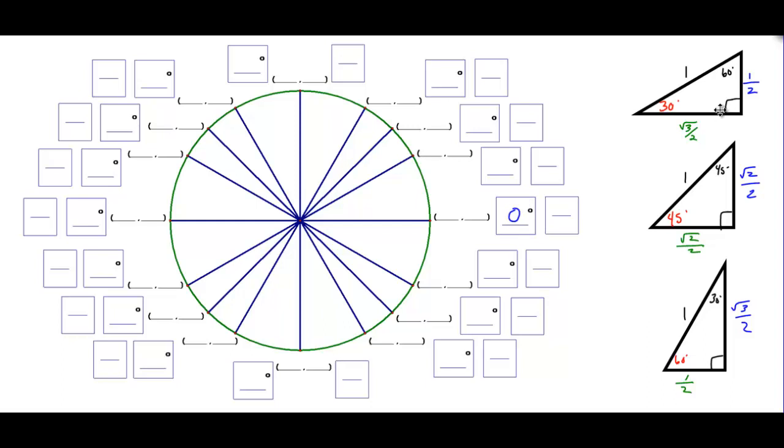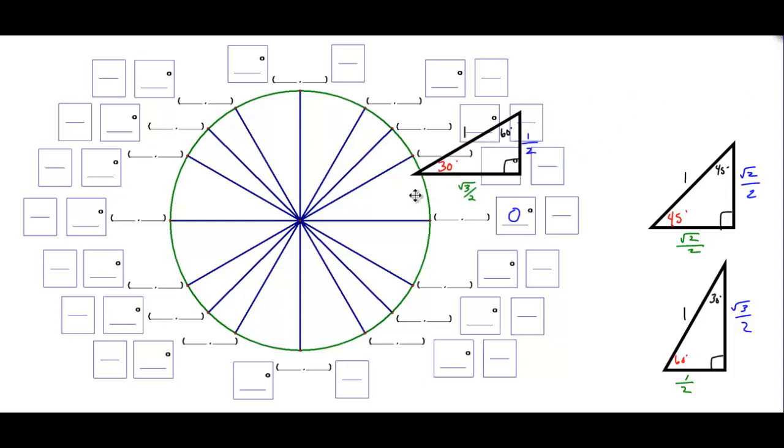Well, because our only special right triangles are 30, 60, 90 and 45, 45, 90, those are the only angles we care about inside our unit circle, because those are the only ones where we can tell what the side lengths are just by knowing the radius is 1. So let me just show you. This can fit perfectly in here. Since this is a rotation of 30 degrees, this point right here is at 30 degrees.